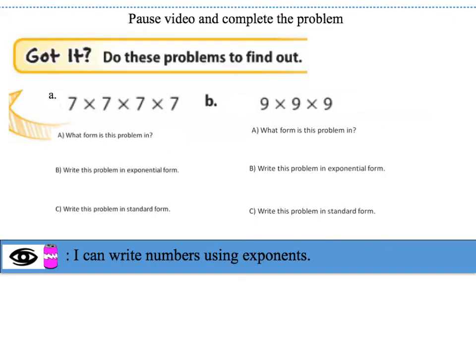So go ahead and pause the video and complete the got it problems, and we will discuss the answers in class tomorrow. Notice that this slide has 2 different got it problems, got it problem A and got it problem B.